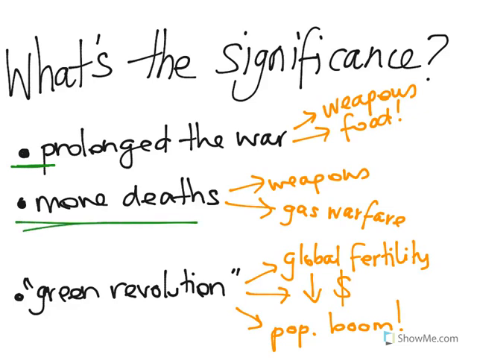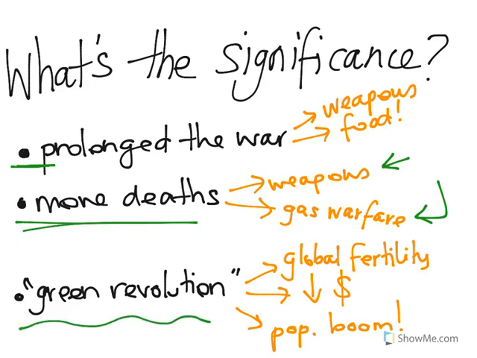And because the war was prolonged, there were more deaths. So more weapons, which means more ways to kill people. And Haber, as you saw in the previous video, also was working on gas warfare. So this, in combination with his gas warfare, the deaths were numerous. However, there is a good side, a silver lining to his process. This didn't occur at the time, but it did lead to the Green Revolution.